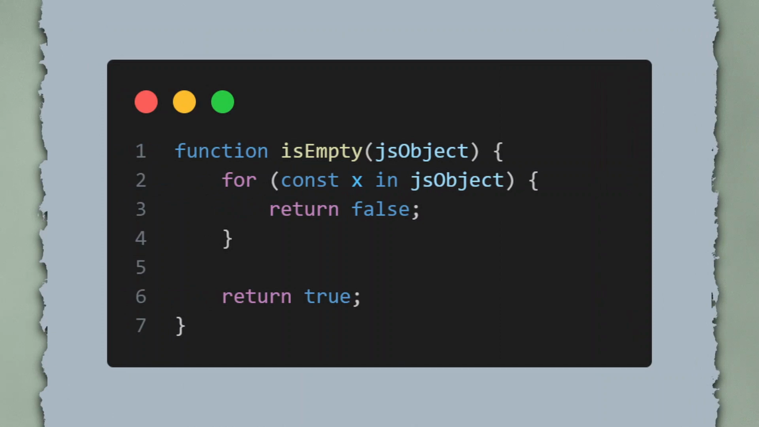Okay, so one way to implement such a function could be to iterate over the object with a for loop but return false in the loop body, because as soon as we enter that loop body, it means there's at least one property in the object, so it is not empty. If we never reach the return false statement in the loop body, we return true, so the object is empty.